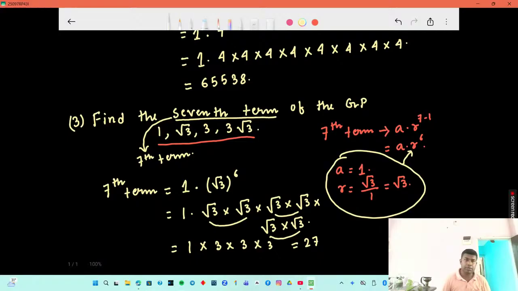So is it clear to you? The formula of GP to find the nth term is a into r to the power n minus 1. And by using the formula, we can find any term in a given GP. So now I will move to the next question.